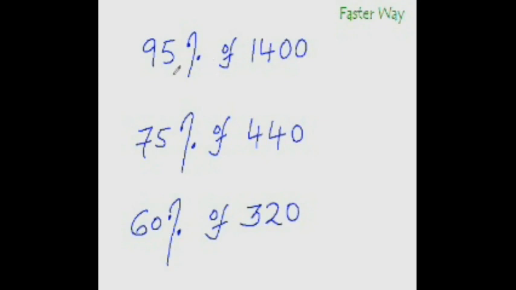Now, you find out the percentages of these numbers. So, 95% of 1400. 95% is nothing but 100% minus 5%. And 100% of 1400 would be 1400, the number itself. So 10% is 140. So 5% is half of that, that is 70. So 1400 minus 70 is 1330. That's your first answer. Now look at the second one.